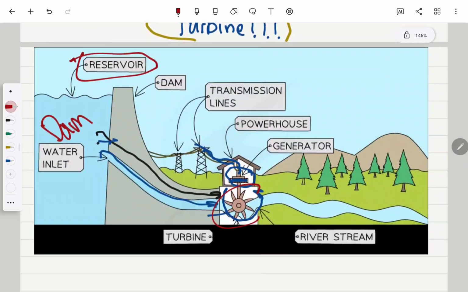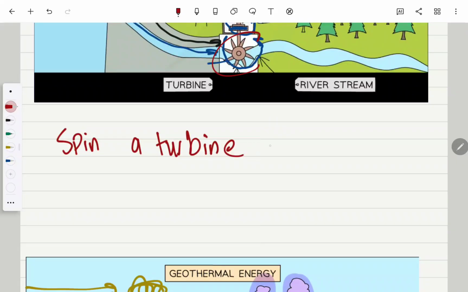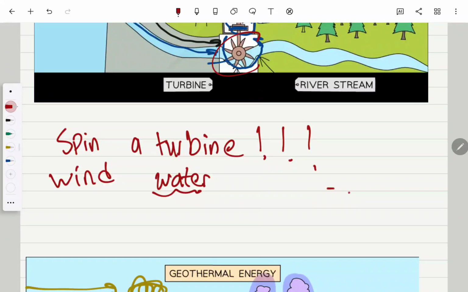All right, the main idea though is you need to spin a turbine. Okay, keep that in mind. How do you spin the turbine? Depends. If I told you it's wind, then wind will do it naturally, no problem. If I told you it's stuff to do with water, then again, you just need to make the water move and it will spin the turbine.